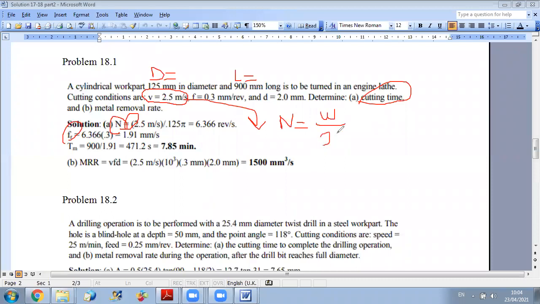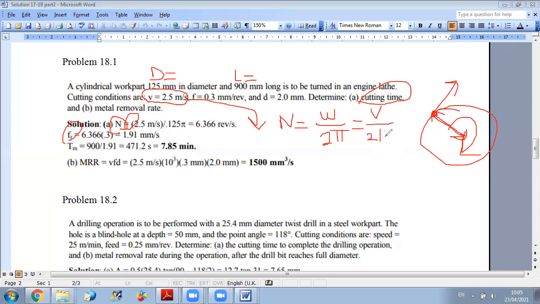And we know that omega can be replaced by the linear velocity over the radius, because V here given is the linear velocity at the radius level. So the velocity given corresponds to the outer peripheral velocity. You can relate it to omega by V equals omega times the radius of your work part. So by replacing omega by V over R, you get that N is V over 2 pi R, or V over pi D. Now we can get the value of N.